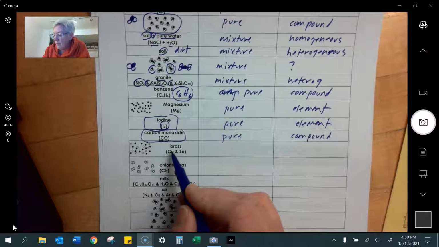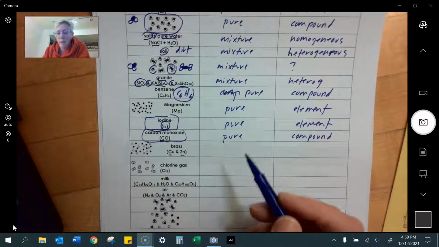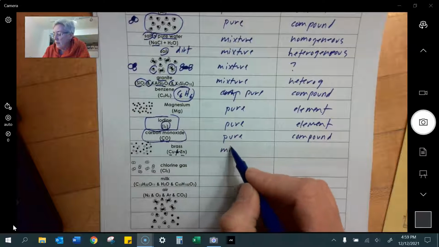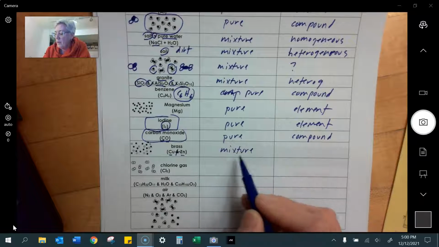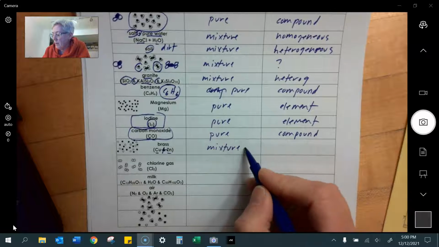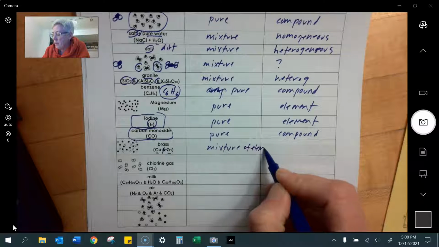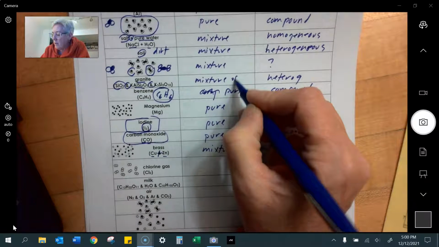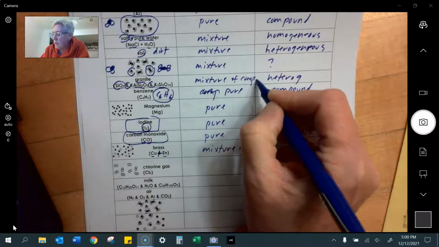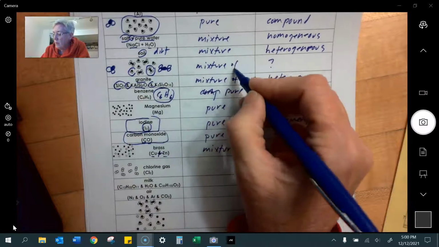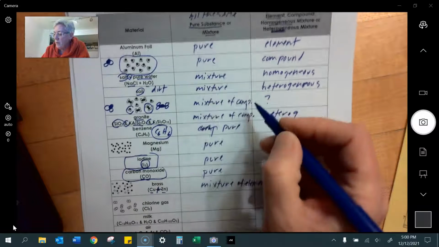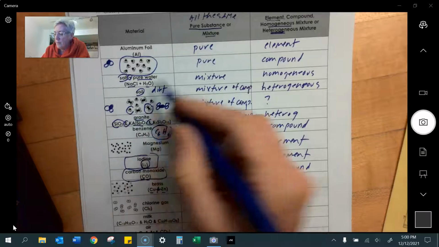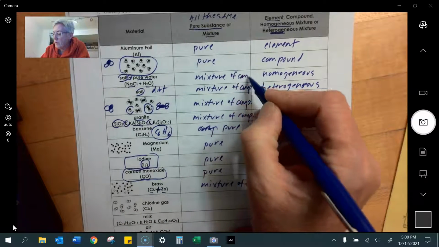All right, brass, copper plus zinc. That is a mixture. We have two different things in there. Two different elements. That's a mixture of elements. So I'm going to add that on here actually. Mixture of elements. This one is a mixture of compounds. That is a mixture of compounds, even though you don't really have the formulas to look at. That's a mixture of compounds.